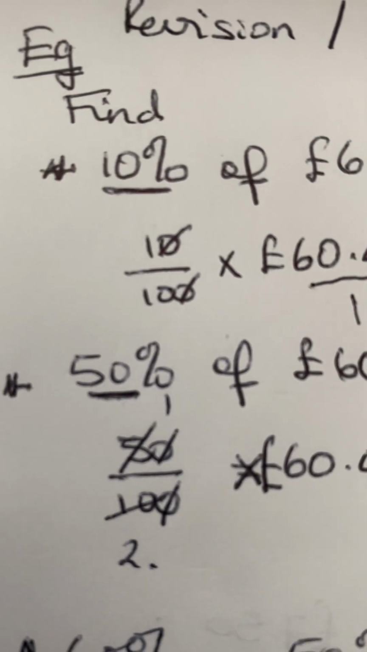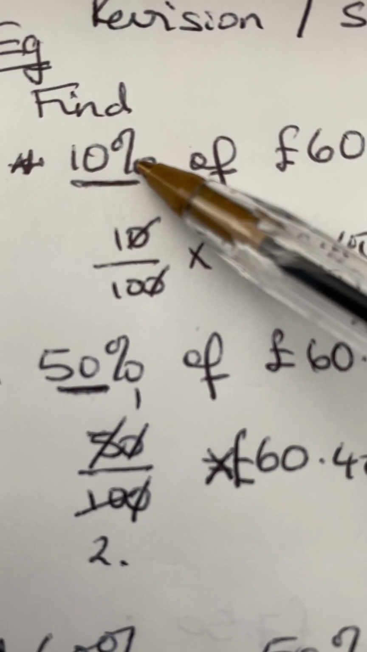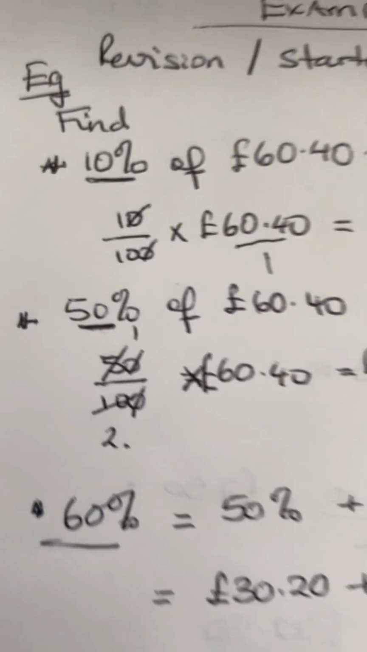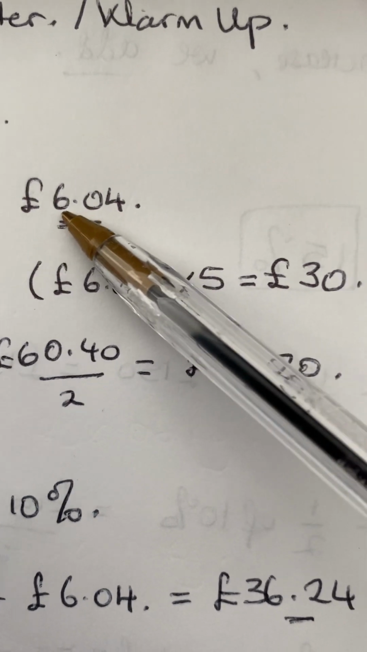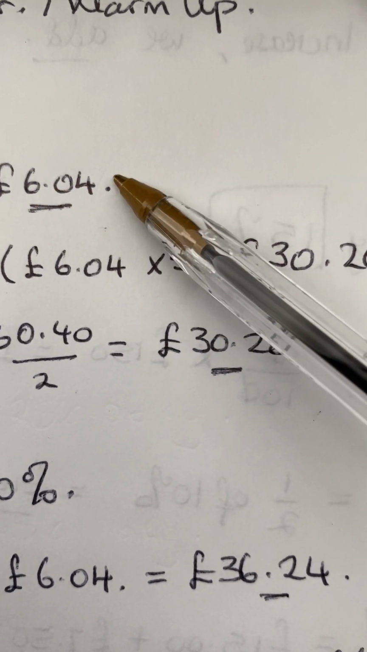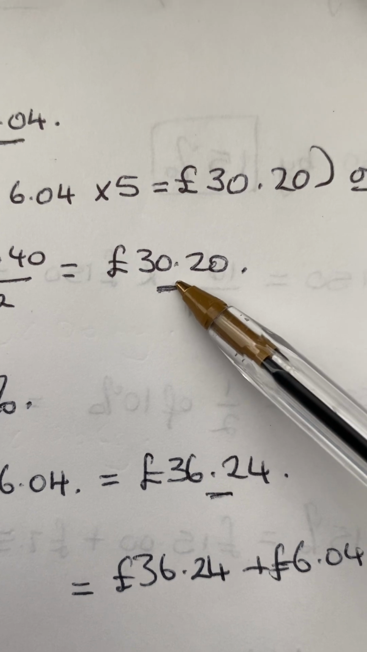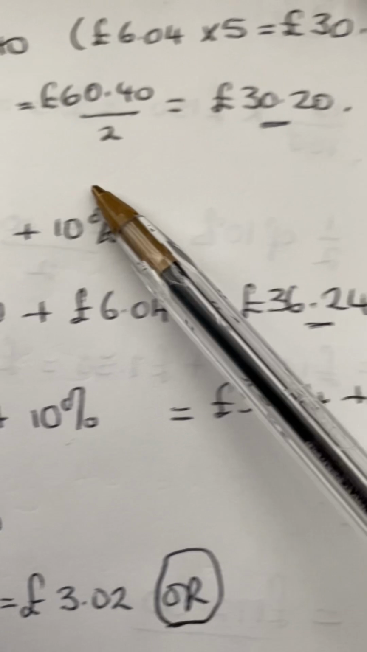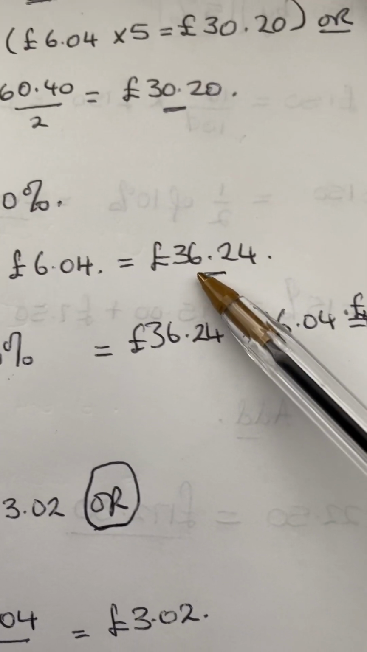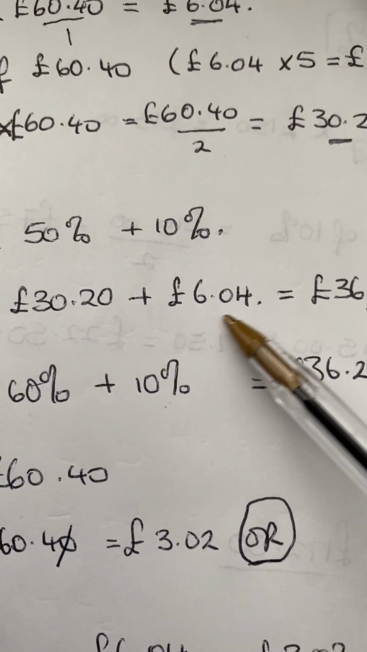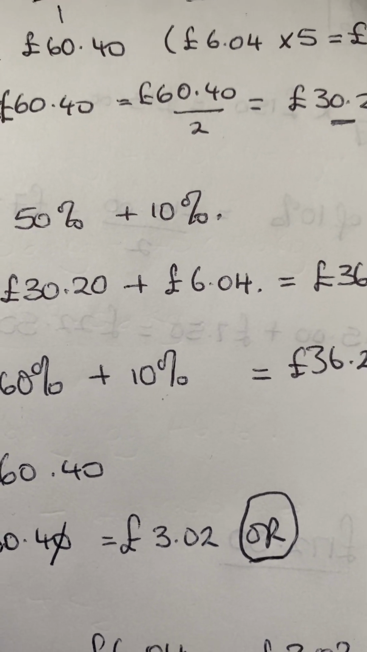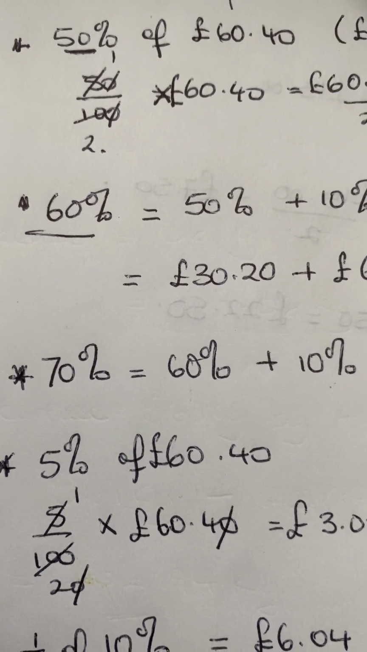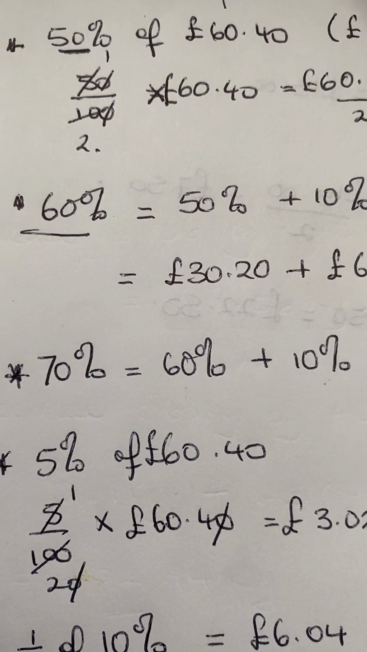Now if they ask you to find 60%, you can just find 10%. You've already found 10% and you found 50%. So your answer will be £6 and 4 pence add £30 and 20 pence, which will give you here 36.24. You can do this without a calculator. I'm just showing you how you can work things out on a non-calculator paper.